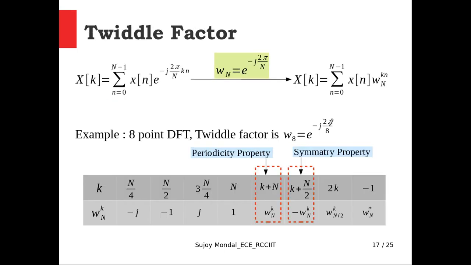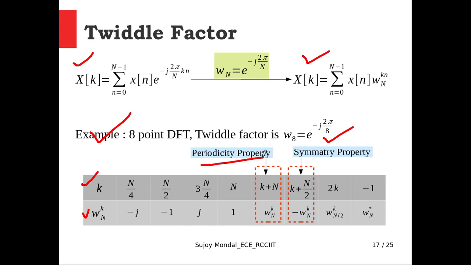Twiddle factor. Again we start with the analysis equation of DFT. Here we are considering W suffix capital N, which is e to the power minus j 2 pi by N. If we put this W_N in place of the kernel function parameter, it takes a very compact notation, a compact equation, where W_N is called the twiddle factor. For 8-point DFT, capital N equals 8, so the twiddle factor is represented by W_8 and its value is this. For different k values or exponent values, this is the table which shows the exponents of twiddle factors.